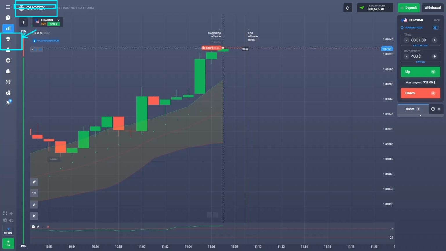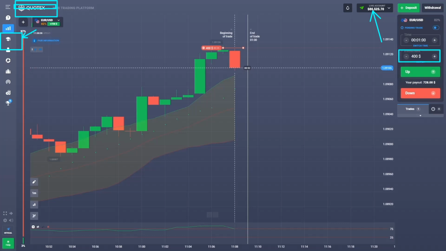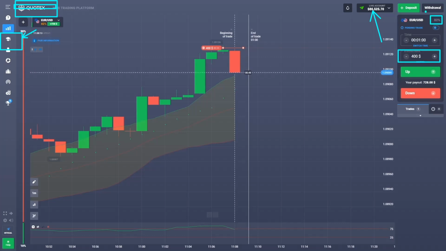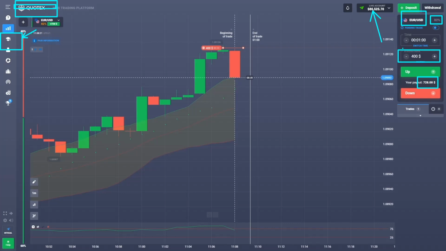You can trade on a demo account. You can invest a smaller amount. Don't invest big amounts if this is your first time trading. In this case, I'm investing $400. If my prediction is right, I'm making 82%. I'm trading Euro USD, and if my prediction is right, I'm taking with me $728. That's $328 profit, right?